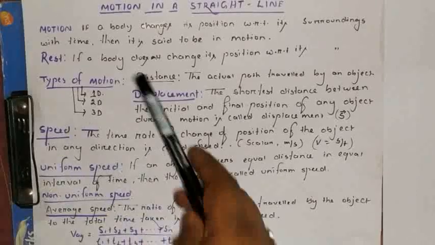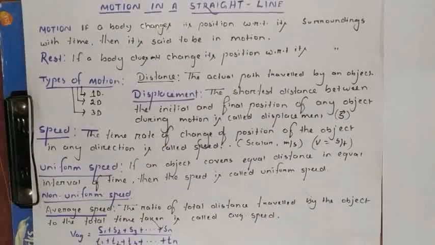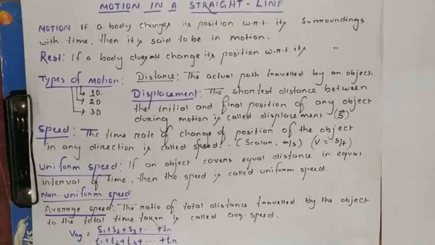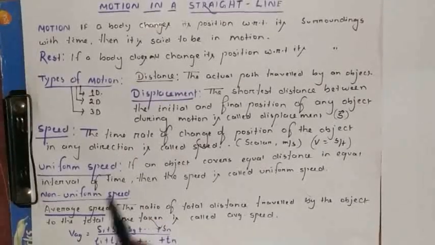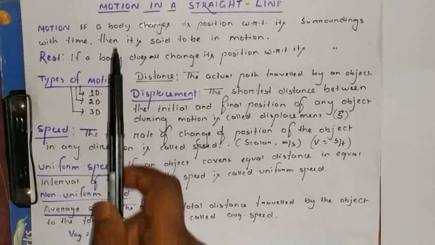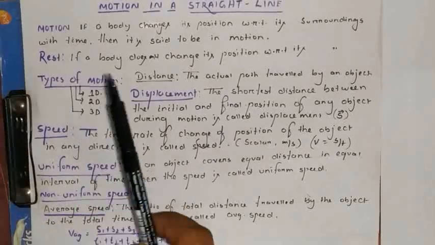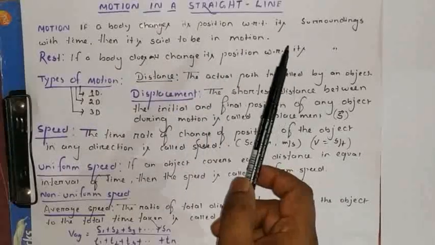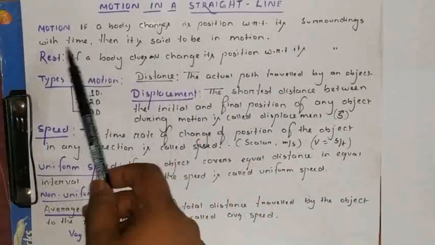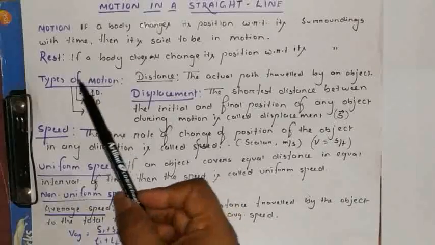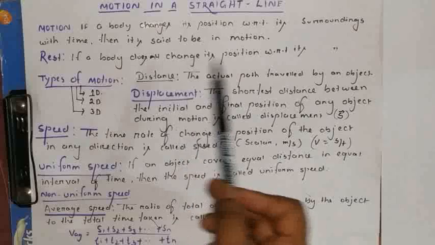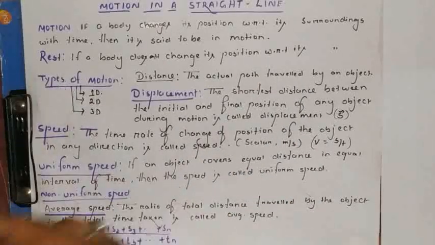Today we will start motion in a straight line. Of course, in class 9 we have covered this. Let us repeat. Motion: if a body changes its position with respect to its surrounding, then the body is said to be in motion. Rest: if it doesn't change its position with respect to its surrounding, then it is said to be at rest.